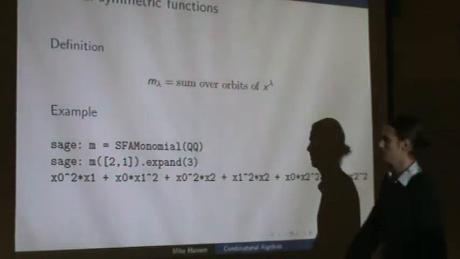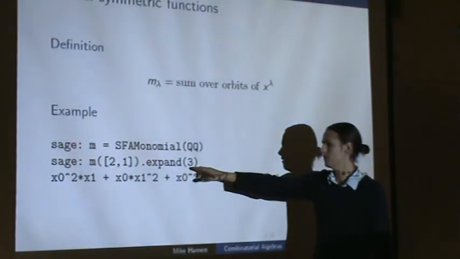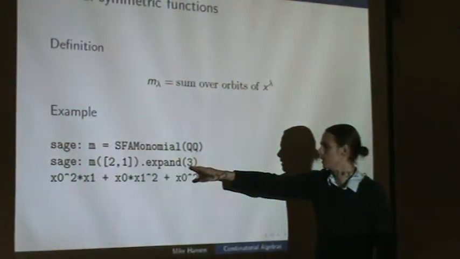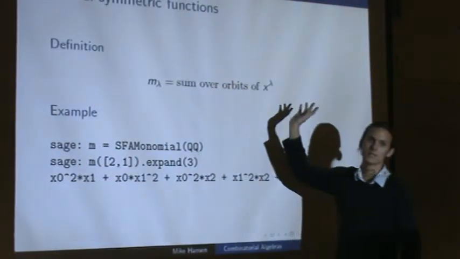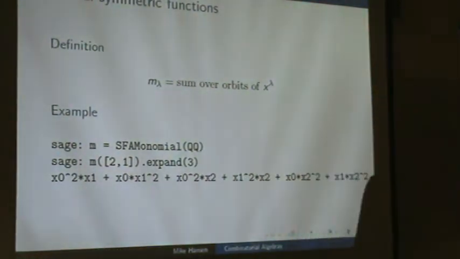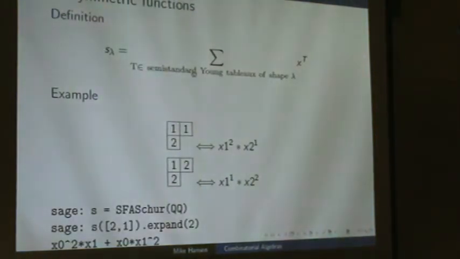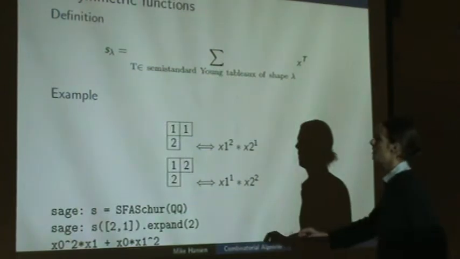Like I said before, these are over infinitely many variables, so you can make that as big as you want, and it will give you the expansion. And then finally, we have these things called the Schubert symmetric functions, and they're a bit more interesting.